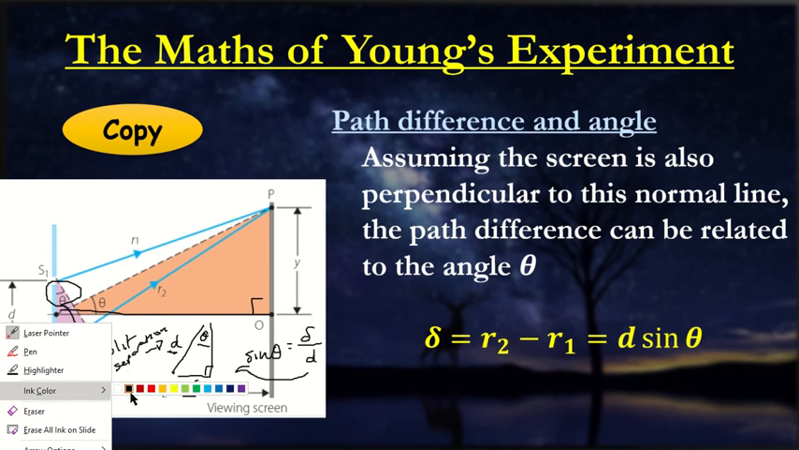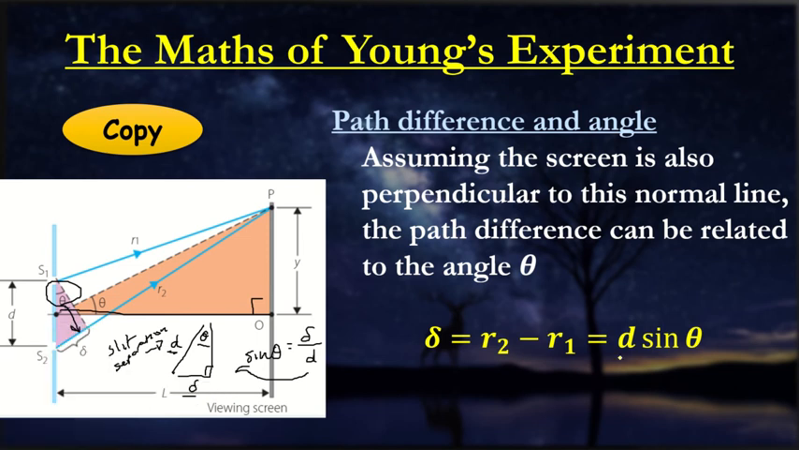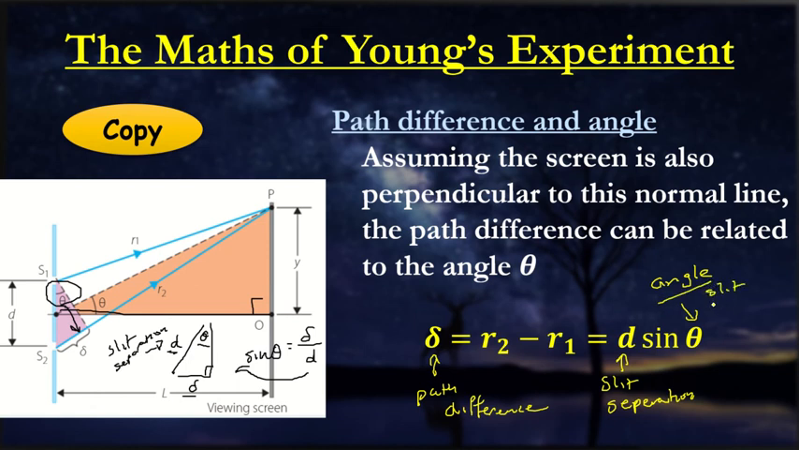So what we have here is the path difference. What we have here is the slit separation. And what we have here is the angle of the slit to the length of the screen. So there's that.